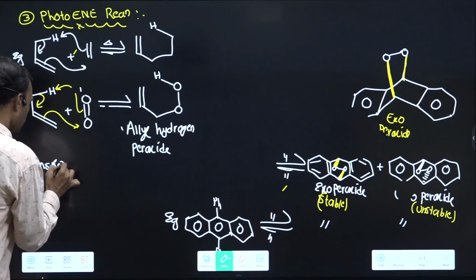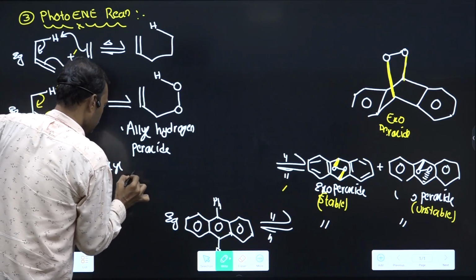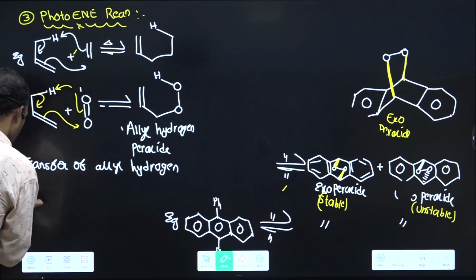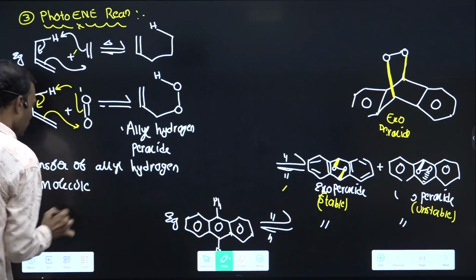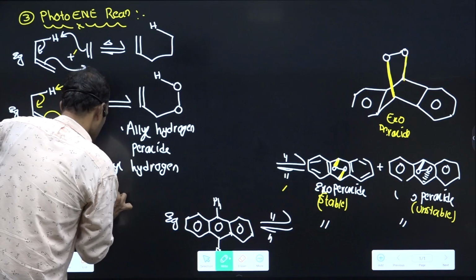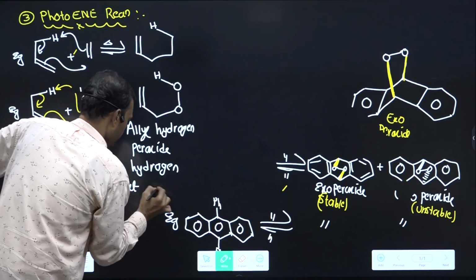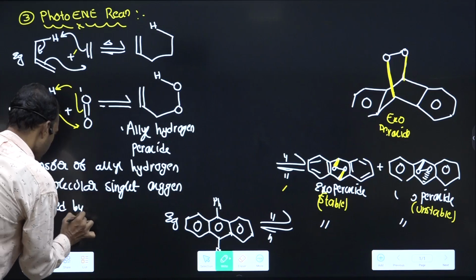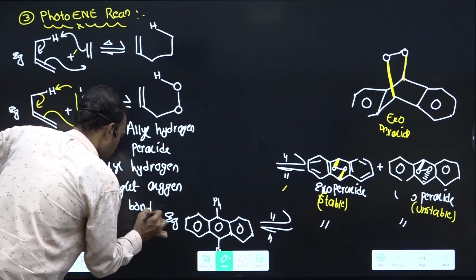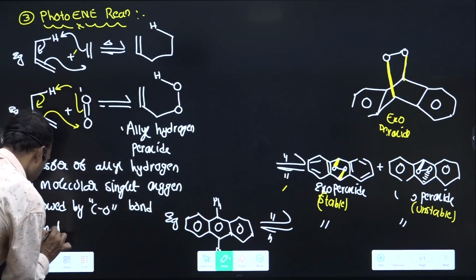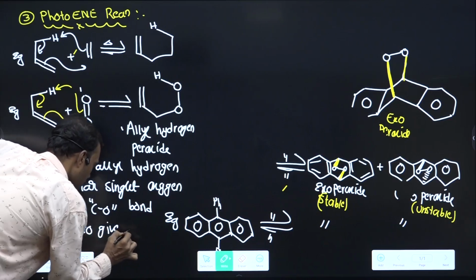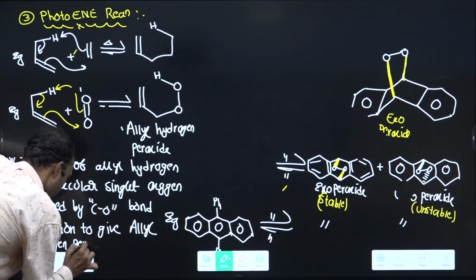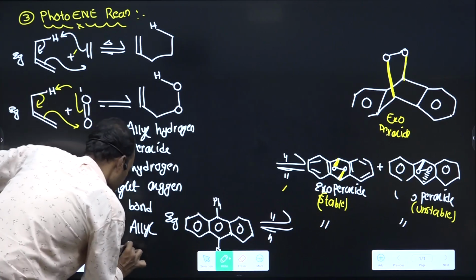Here you write: transfer of allyl hydrogen on molecular singlet oxygen followed by CO bond formation to give allyl hydrogen peroxide is the Photo-ene reaction.